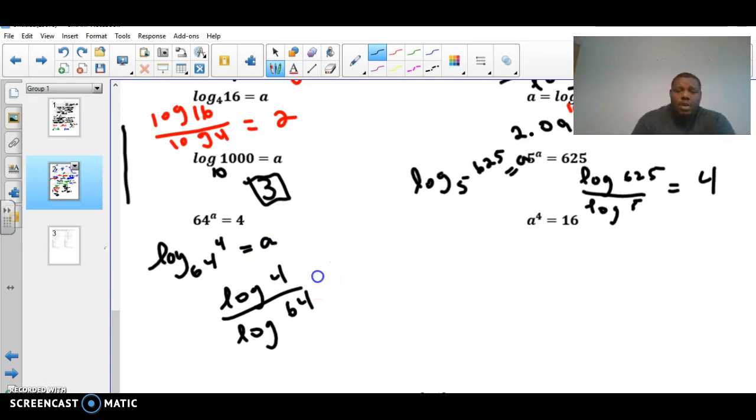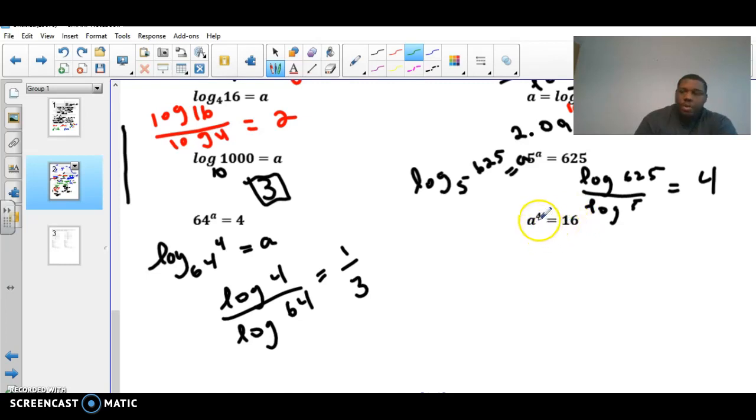And that will give you 1/3. All right, so a is 1/3 in this case. And lastly, we need to find our base, guys. This is back to where we don't know our base. We have our exponent though. All right, we have our argument.